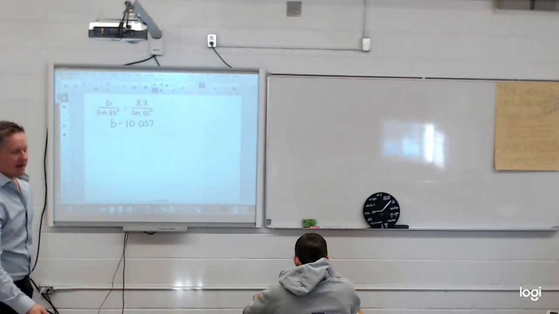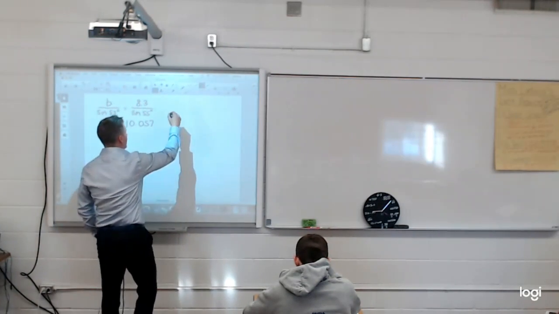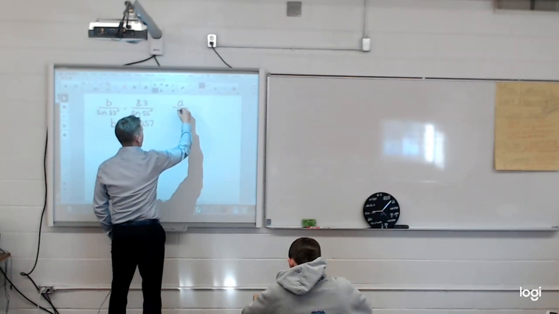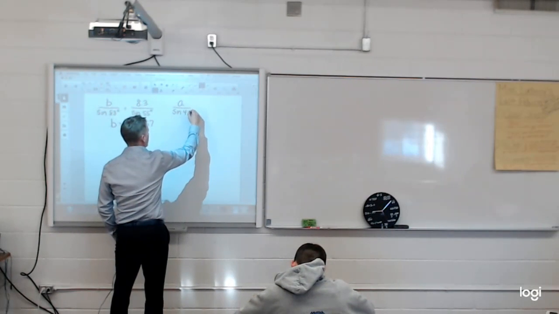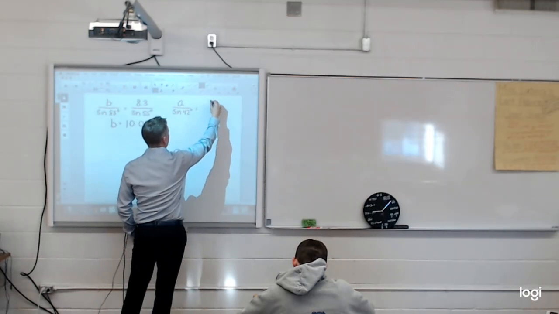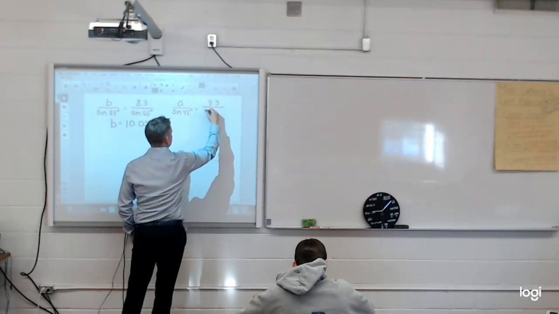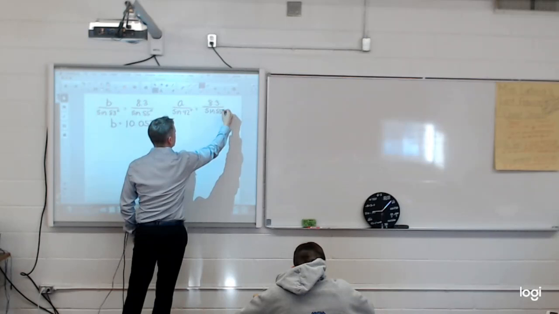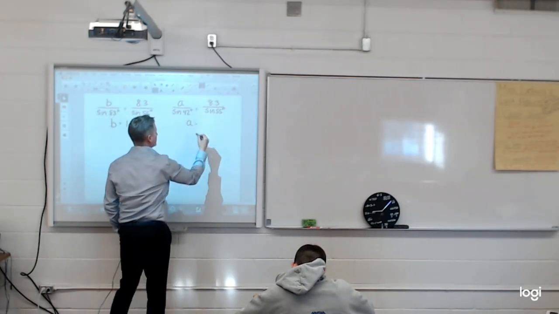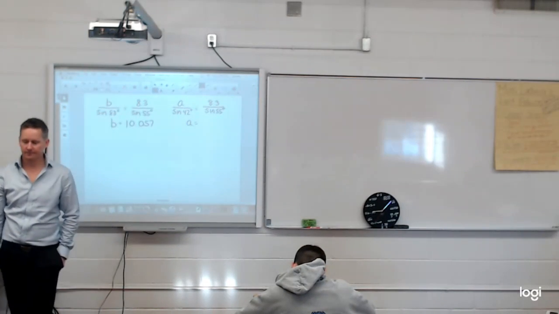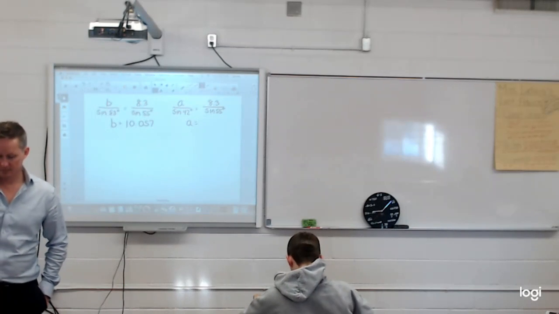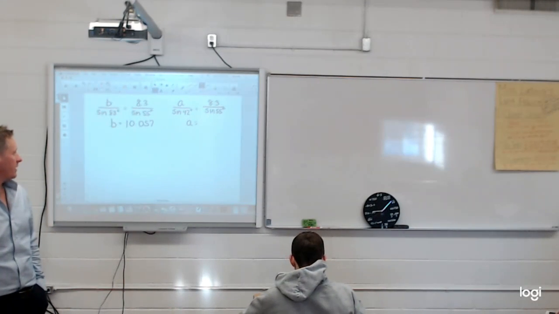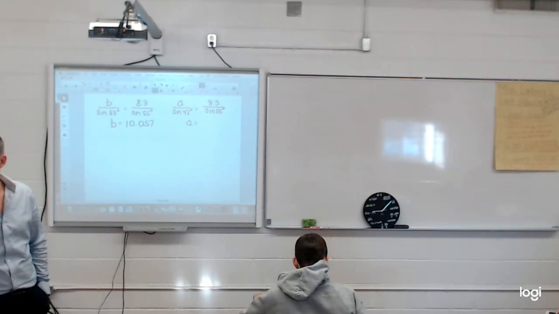And if I was asked for A over sine 42 degrees is equal to 8.3 over sine 55 degrees, and let's find out what A is. So sine 42 times 8.3 divided by sine 55.